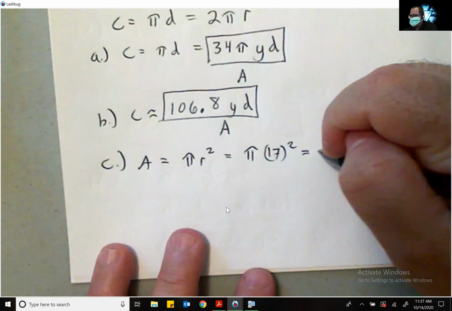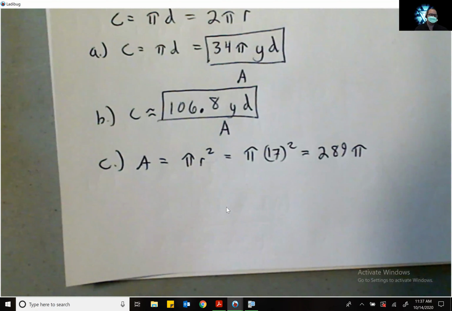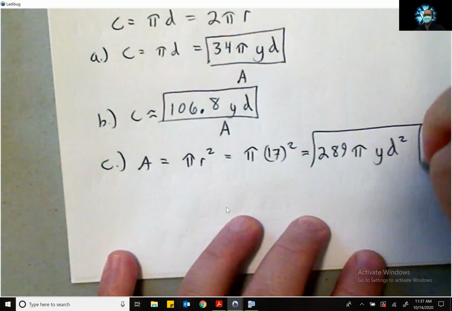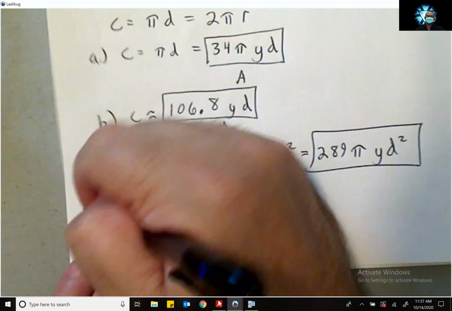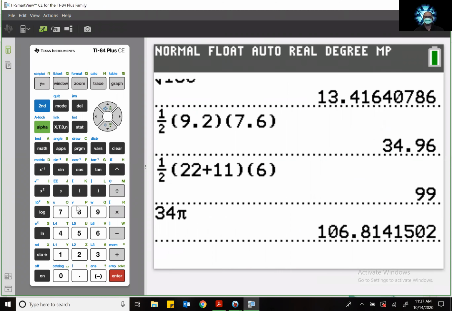So 289 pi. What's the label? Yard squared? Yard squared, because it's area. Good. And so we would select which answer, A, B, or C? B? You got it. In part D, all you're going to do is put 289 pi into the calculator and round it to the nearest tenth.